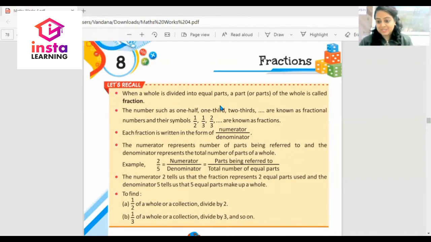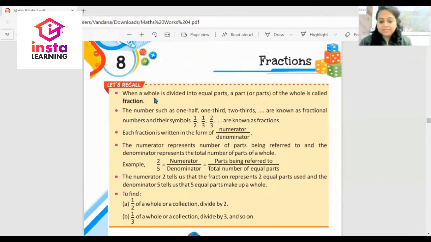So, students, today is your math class, and I'm your teacher, Vandana Chabra. I am going to teach you your new chapter number 8, fractions. So, let's start. Students, just recall, you all have done these important points in your previous class. So just read it very carefully.